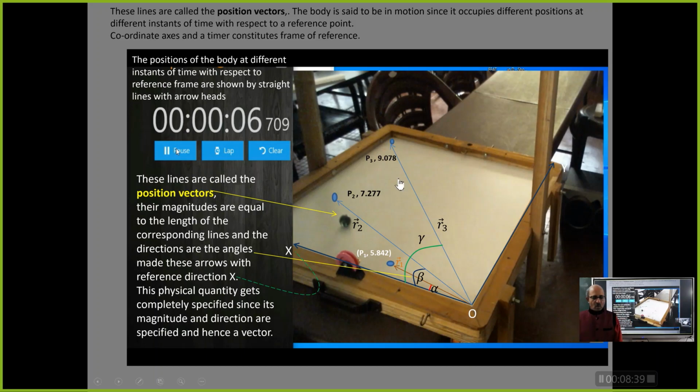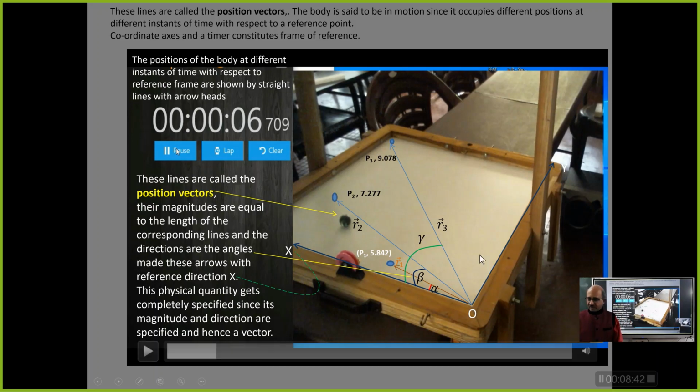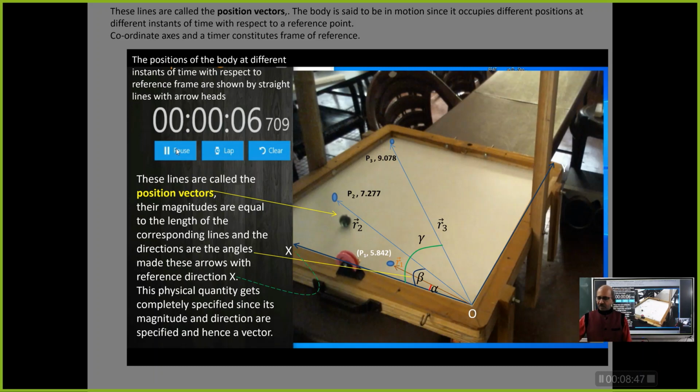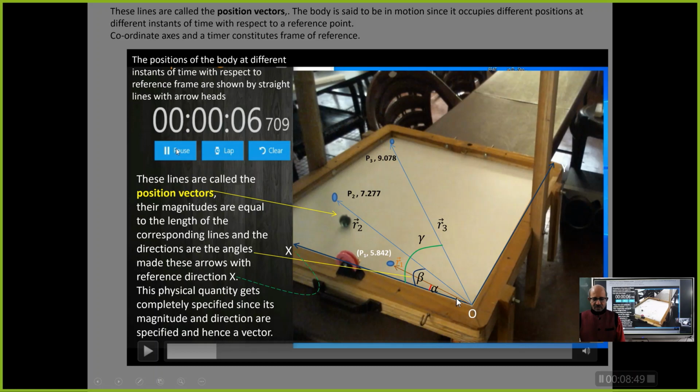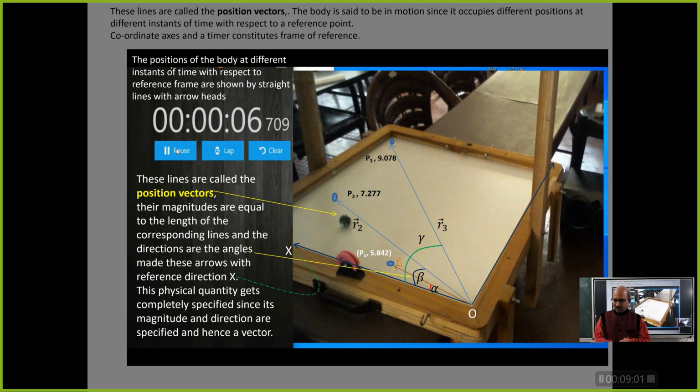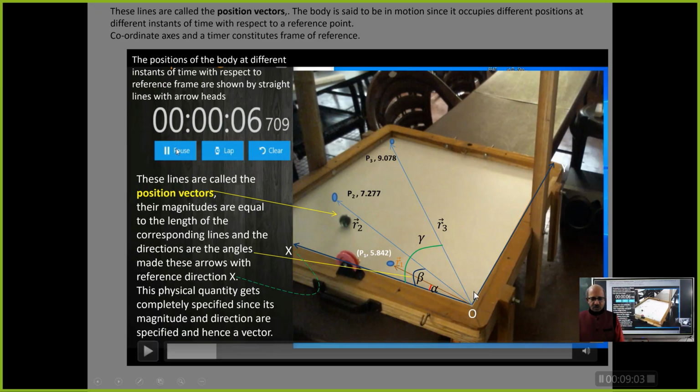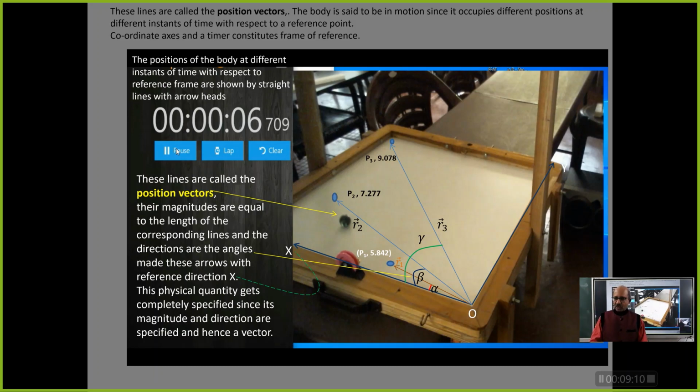Now you see the coordinate axes. This is the x-axis and y-axis. I am using only a planar diagram, so I am just defining the x and y axes. These x and y axes are the coordinate axes. Along with the timer, the coordinate axes constitute the frame of reference. Usually students say it is only the xy or xyz axes. No, in physics you also have to include the timer.